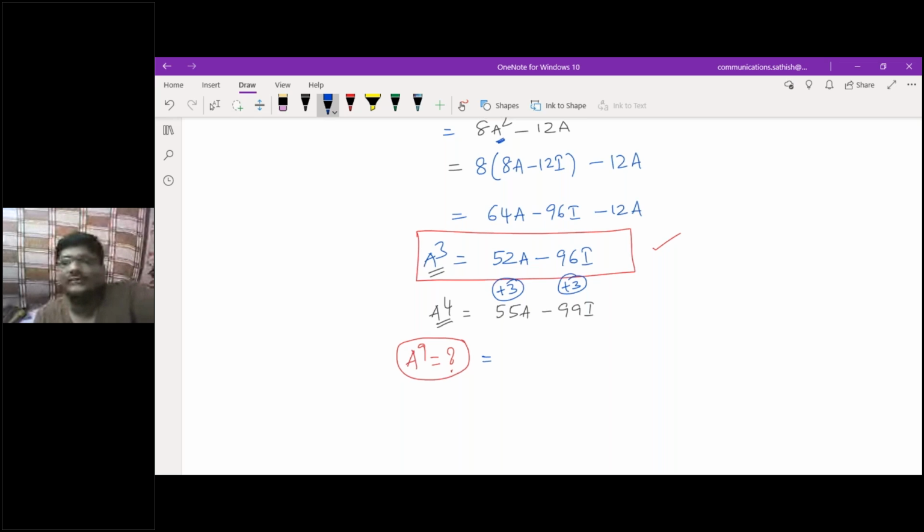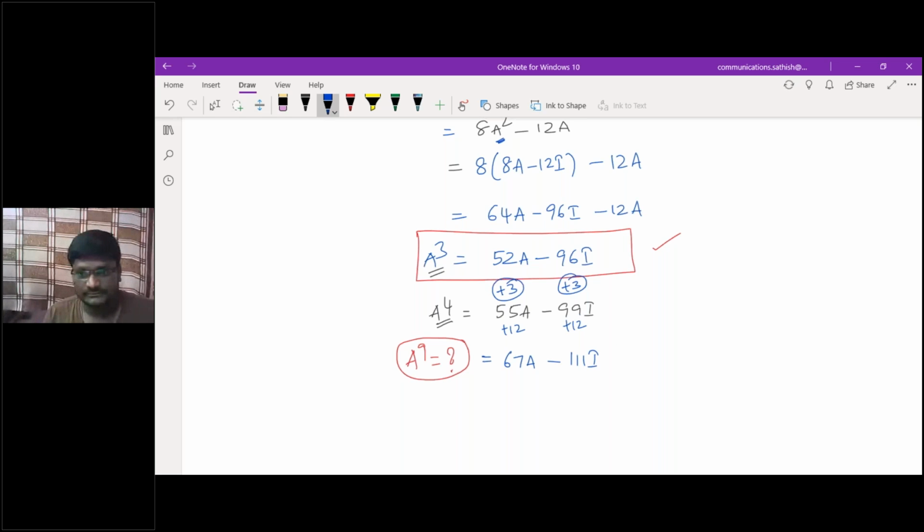Means 4 times I need to multiply. That is 4 into 3. 12 I have to add for both. If I add this 12, what will I get here? This is 67A minus how much? 111, if I'm correct. Am I correct? Yes, sir. This is the answer for your A power 9.